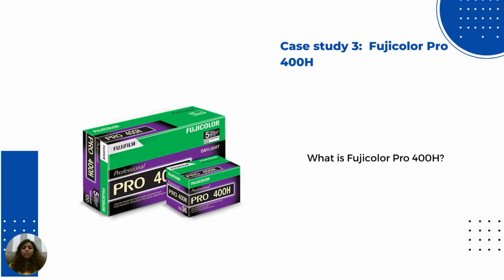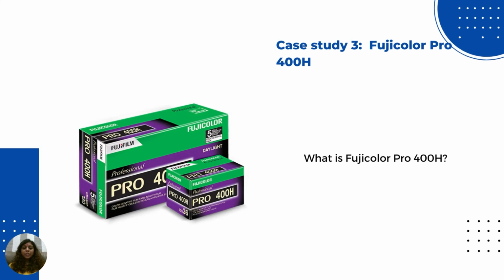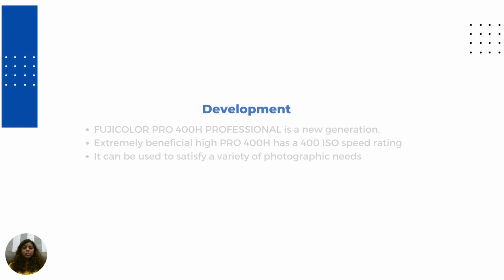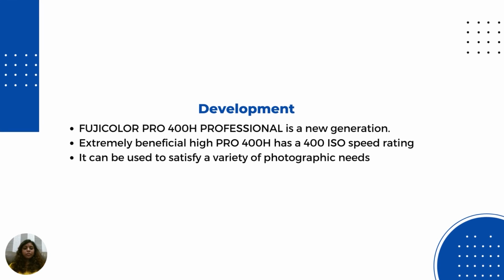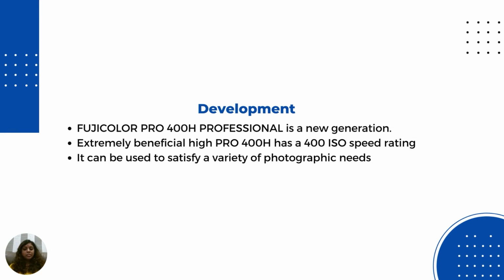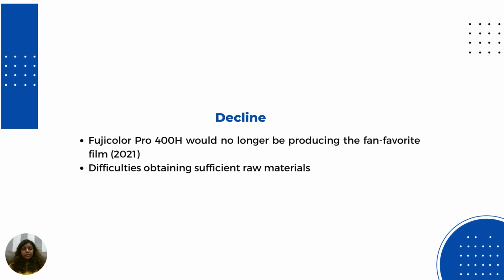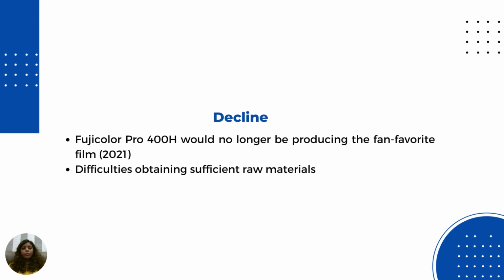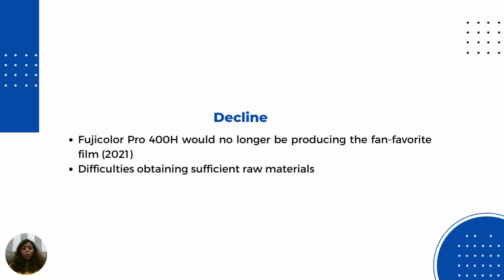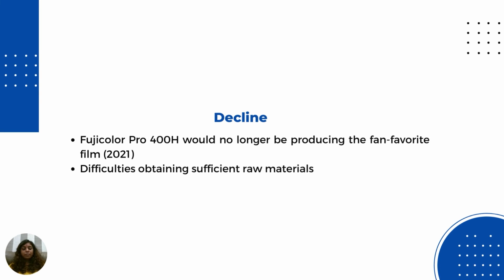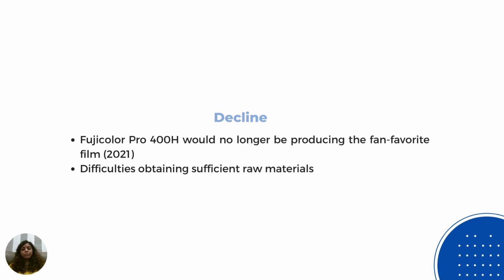Case Study 3, Fujicolor Pro 400H. What is Fujicolor Pro 400H? It is a new generation professional film that is extremely beneficial. Pro 400H has a 400 ISO speed rating. It can be used to satisfy a variety of photographic needs. Next, the decline of Fujicolor Pro. Fujicolor Pro 400H will no longer be produced in 2021, due to difficulties obtaining sufficient raw material.